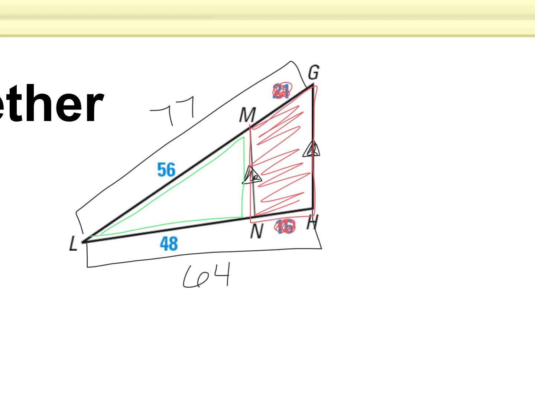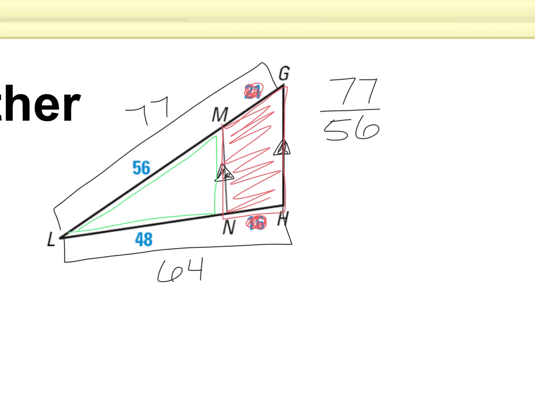So if I start with 77, what goes with 77? 56. Yep, because they're on the same side. Numbers on the same side go together. What can I simplify that by? 7, to get 11 over 8. Can I simplify that anymore? No. I divided by 7.